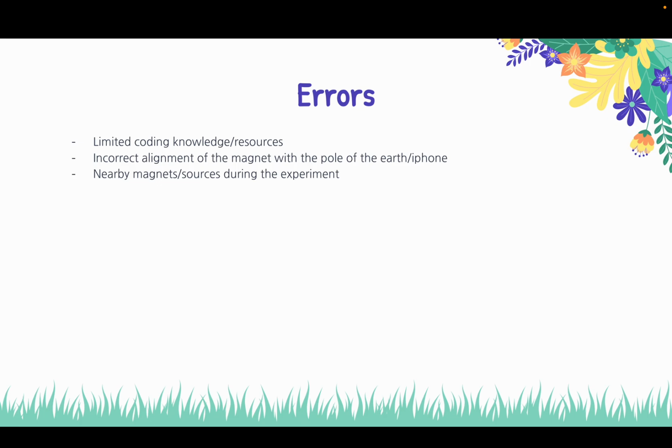So finally, some errors. I definitely do have limited coding knowledge, so if I was better at coding, then the results would have been more accurate. There could have been incorrect alignment of the magnetic pole of the Earth with the iPhone, and we didn't necessarily account for all the Earth's magnetic field when subtracting it from our results. And then finally, there also could have been nearby magnets and sources during the experiment that skewed them a little, such as any technology, any little metal pin.